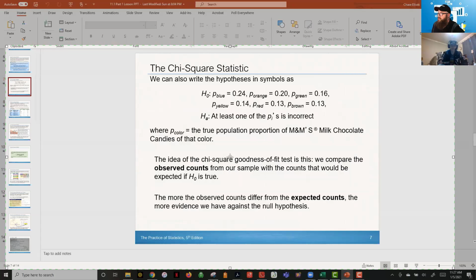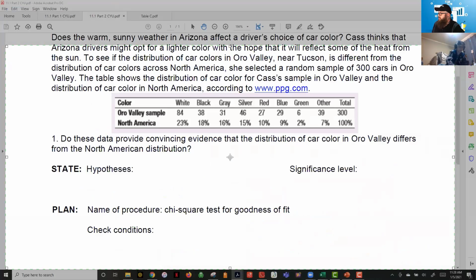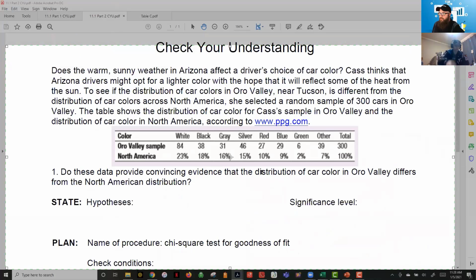Okay. So with part 2, we're just going to go through doing the state, plan, do, and conclude with this type of problem, okay? Reading through this, we want to know if the weather in Arizona affects the driver's choice of car color. This person gets a random sample of 300 cars in Arizona where they live, and they want to see how the colors compare to the color distribution of vehicles in North America overall. That's what this problem is talking about.